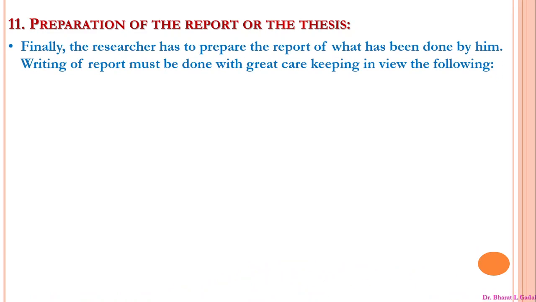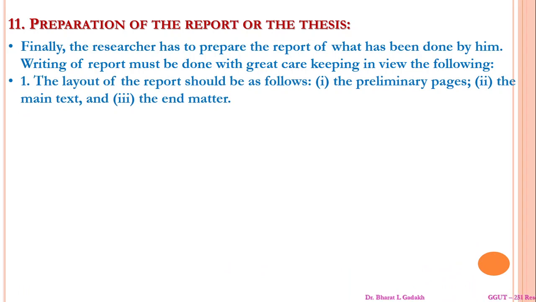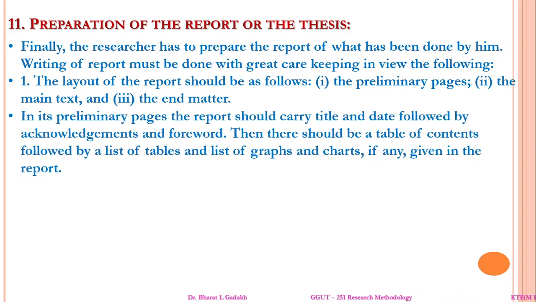Finally, the researcher prepares the report of what has been done by him. Writing a report must be done with great care, keeping the following in view. Now, the layout of the report should be: the preliminary pages, the main text, and the end matter. In the preliminary pages of the report should be the title and date, followed by the acknowledgement and foreword. Then there should be a table of contents, followed by the list of tables and list of graphs and charts, if any, given in the report.